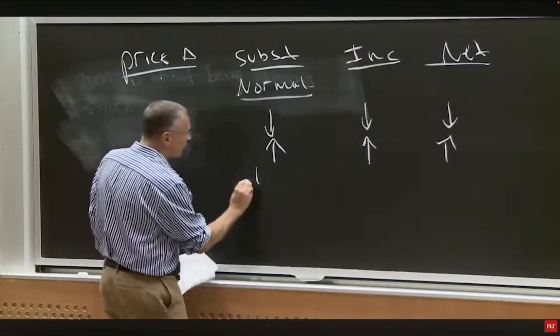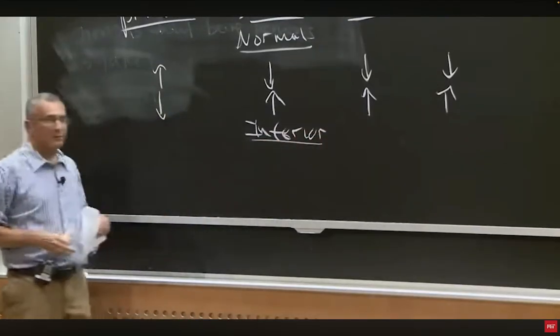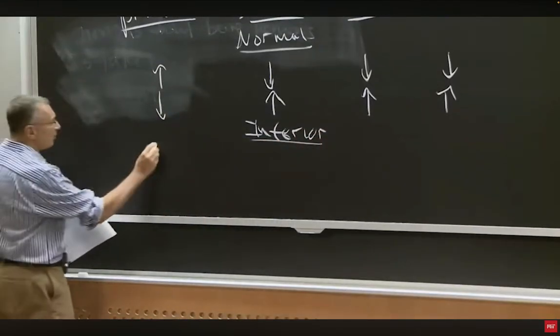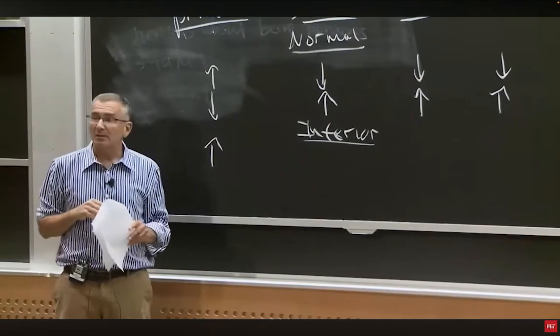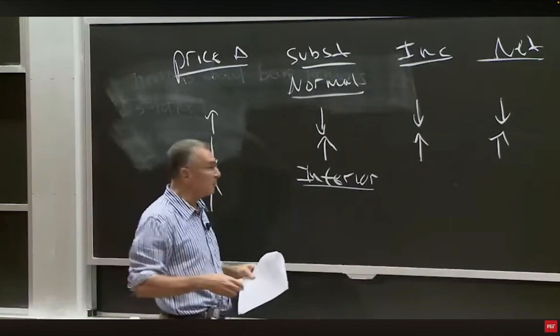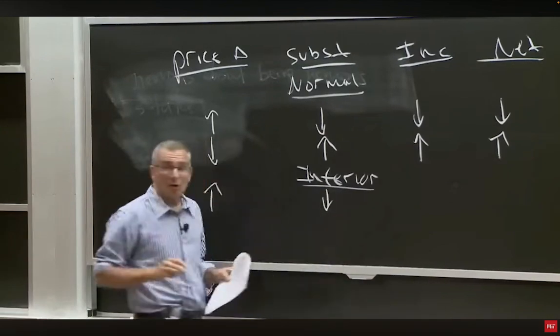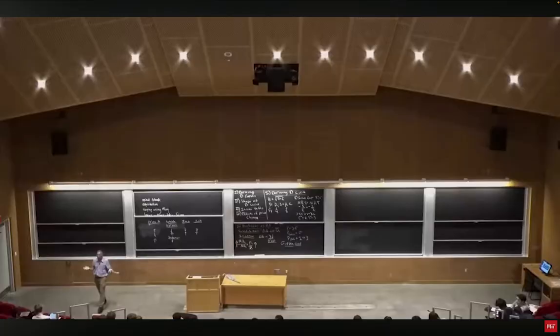Now, what's more interesting is what if these goods were inferior? What if cookies were inferior? So now when the price goes up, what happens to the substitution effect? Through the substitution effect, demand goes down, as this gentleman helpfully pointed out. It goes down. Why? Because we know the sign of substitution effects. They're always the opposite of the price change. No mystery there.